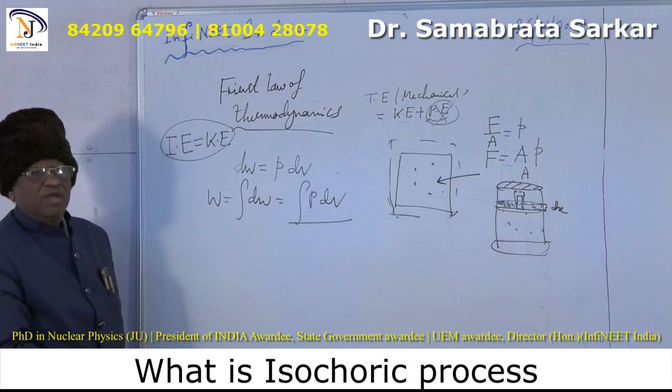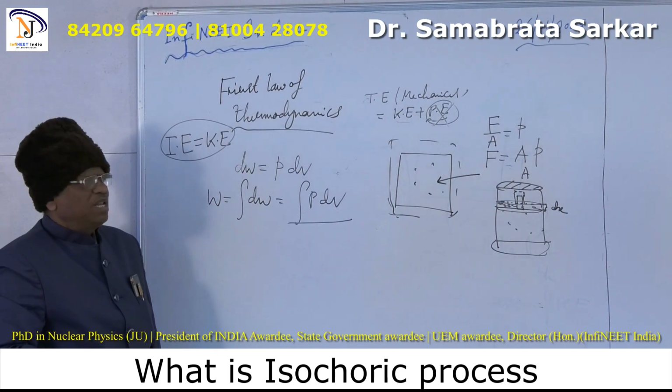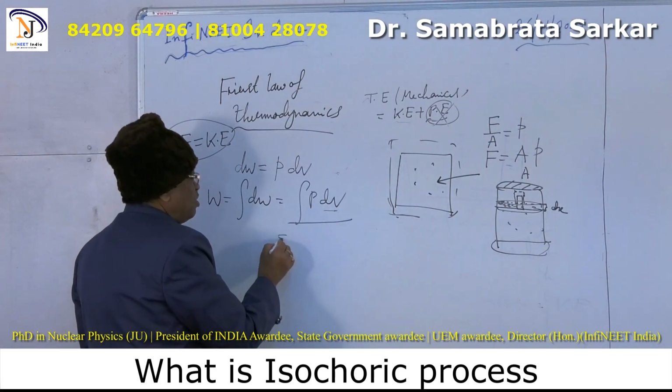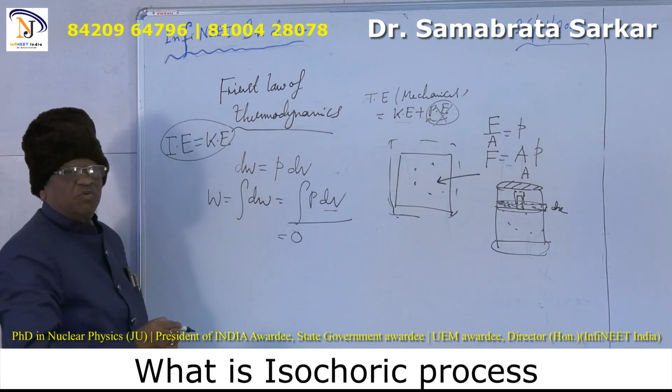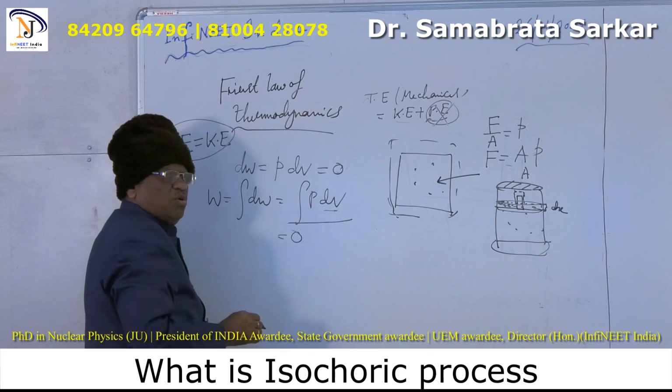Will dV be there or not? You tell me. No. Zero. Then in an isochoric process, dV is 0, so no external work will be done. So external work done is equal to 0.